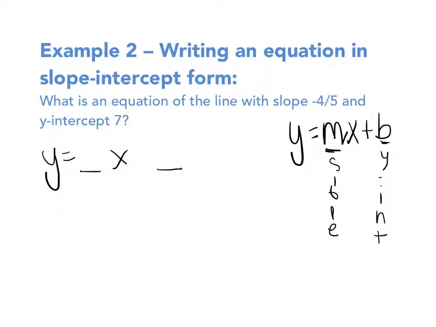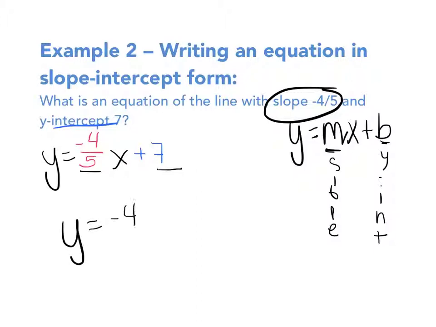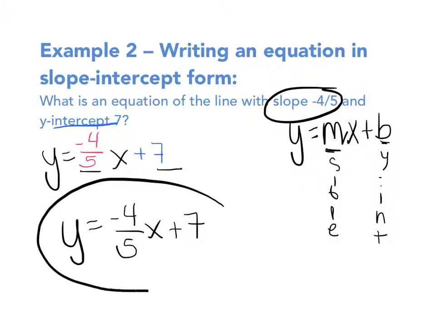y and x, like I said in the first slide with the definitions, are standard. They don't move, they stay there. So I'm told that the slope is negative 4 over 5, so in front of the x, I'm just going to put a negative 4 over 5. And then I'm told that the y-intercept is 7, and it's a positive 7, so I'm just going to say plus 7 for the y-intercept. So we have our final equation of y equals negative 4/5 x plus 7.